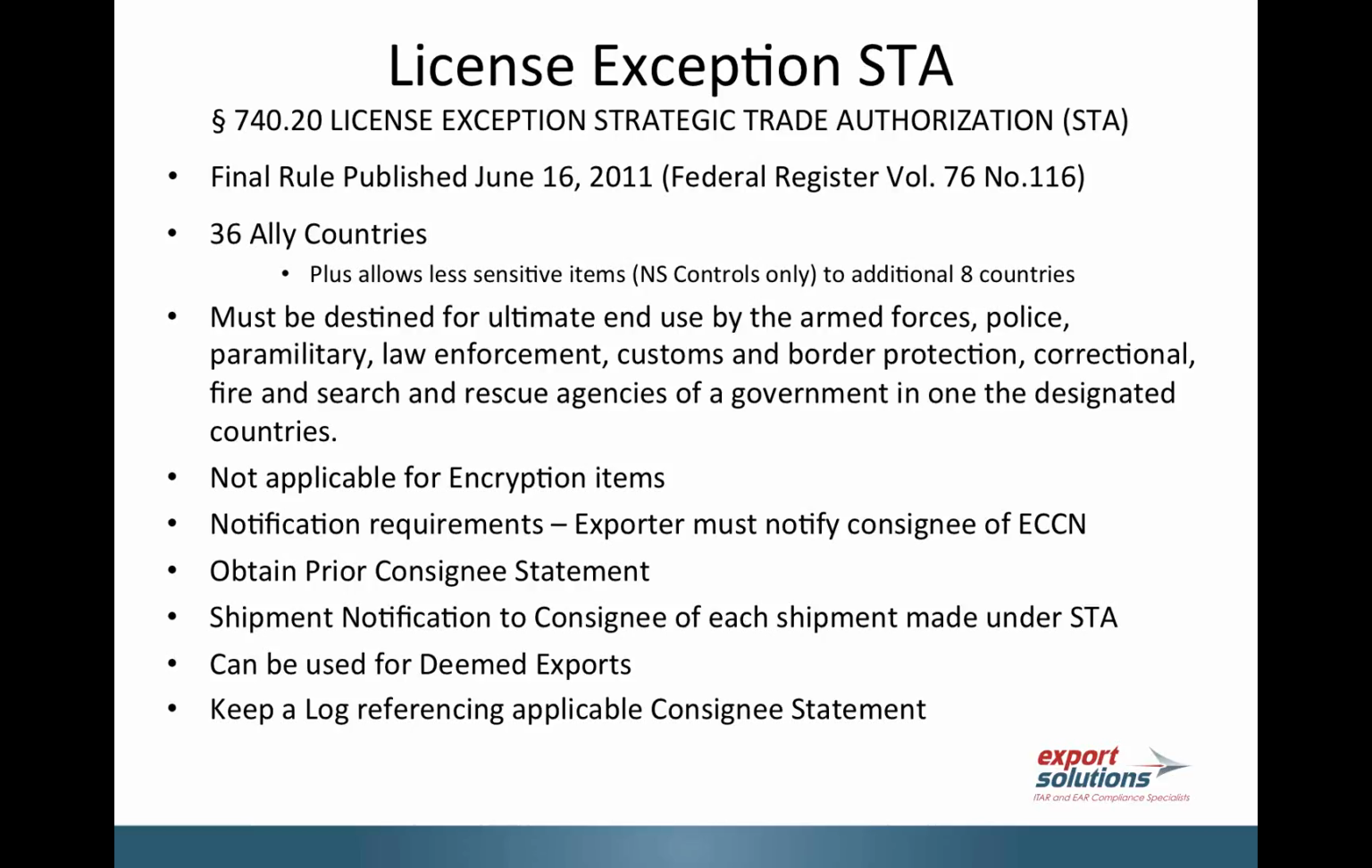There are notification requirements. You must notify the consignee that you're using whatever the ECCN is, and that you're using this license exception STA. As with any exception, you have to put everyone on notice that you're using it. There's an additional factor. You have to obtain a statement from the consignee who's receiving it, acknowledging that they are an armed force, police, paramilitary, etc., of that country. So you want to make sure, and that's for the protection of your company and yourself, that they're acknowledging that they're eligible for STA.